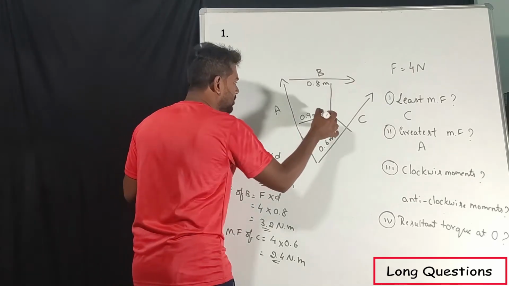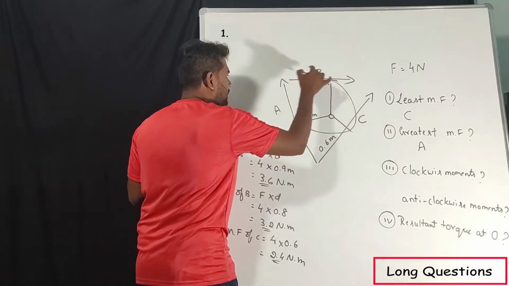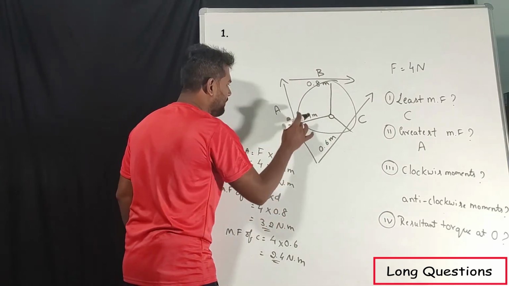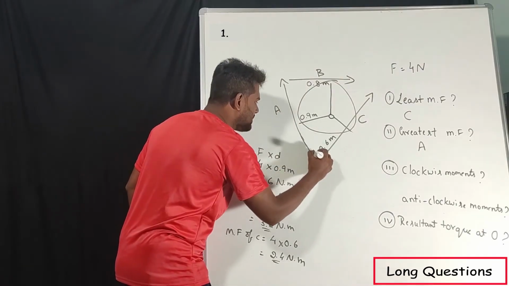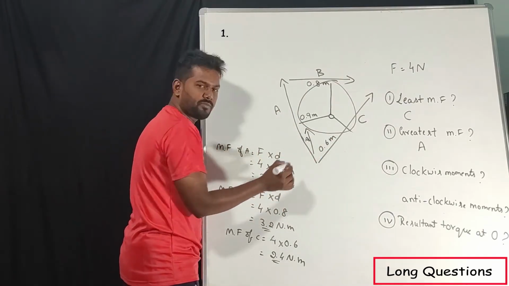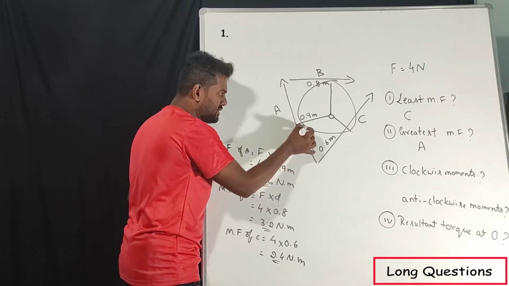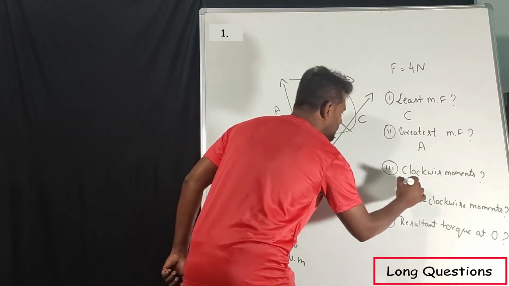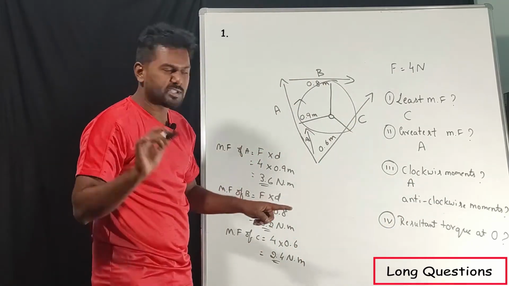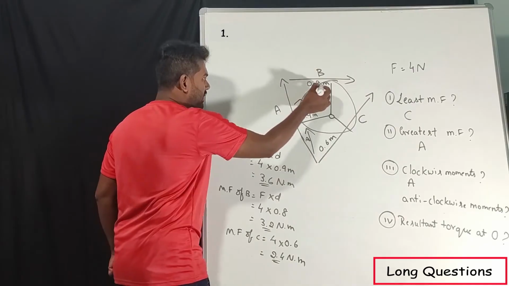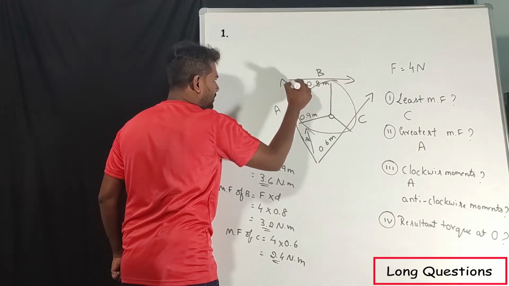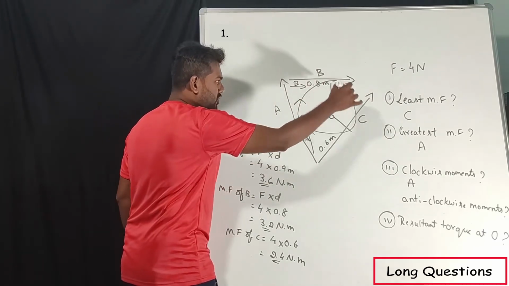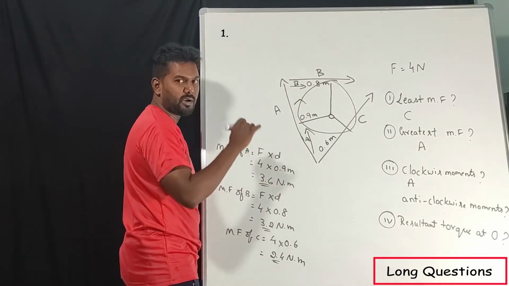Very simple. Assume there is a circle. If you apply a force in the direction of A, this will rotate in the clockwise direction. So clockwise moments will be produced by A. We'll do the same thing for B and C also. Now for the same circle, consider the direction of force B. If you apply a force in this direction, what happens? Whether it is going to produce a clockwise moment or anti-clockwise moment? Clockwise.